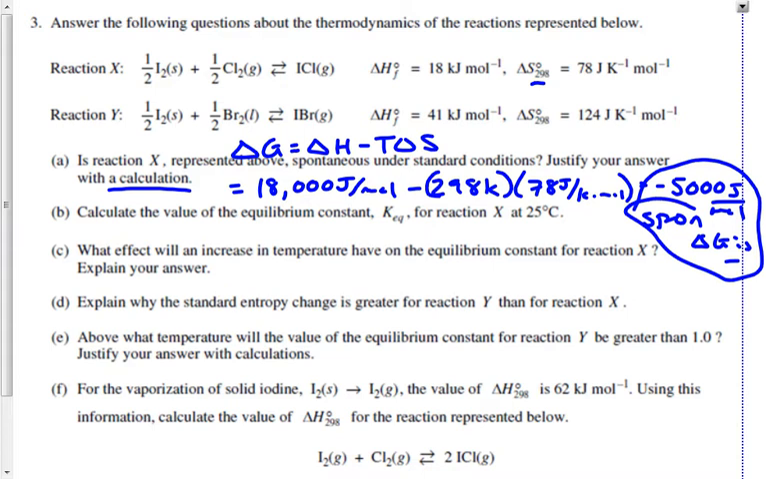Okay, then you get to B, and a lot of people start to freak out because you just aren't thinking about what you're working on. It says calculate the value of the equilibrium constant, K_eq, for reaction X. So you could look at this and go, oh, I'm going to put products over reactants. Problem is I don't have any of those values. So think about it. Maybe my orange sheet can help. And if I look at my orange sheet, there is an equation. It says change in G equals negative RT natural log.